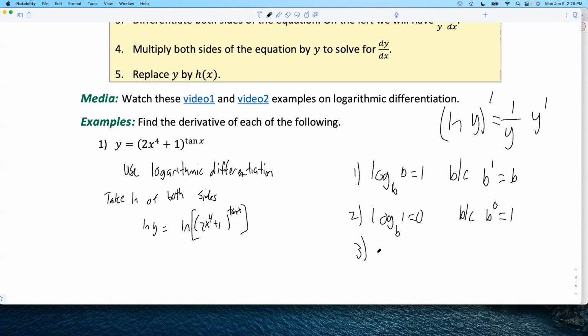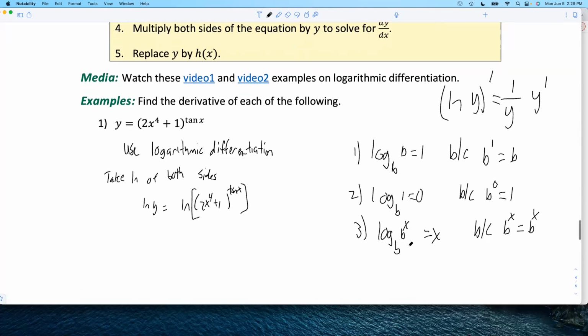Rule 3, log any base of b to the x. The log and the exponential function are inverses of each other. You just get x. So the reason for that is because b to the x is b to the x. B raised to that power equals what's inside. This should be a refresher, everything we're going through here.